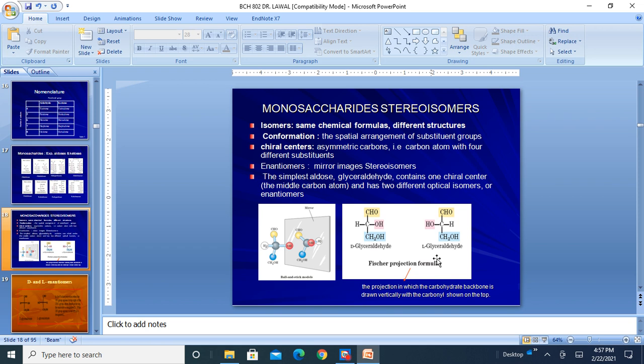Now, these 2 are non-superimposable. As you can see, they are mirror images of each other. One has the hydroxyl group to its right, while the other one has the hydroxyl group to its left. So they are non-superimposable, and they are also referred to as enantiomers. They are stereoisomers because of the difference in the spatial orientation of the hydroxyl group around carbon 2.